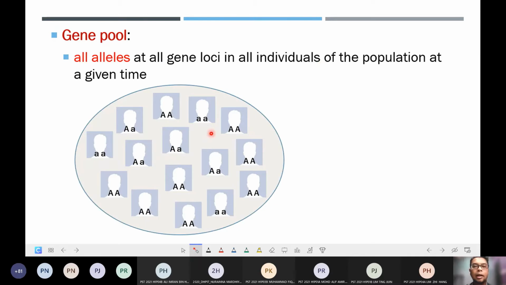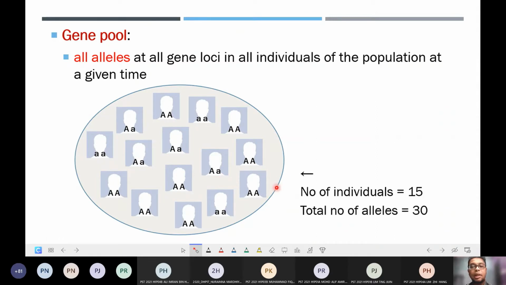So for example, let's say this is a population of humans, okay, in which there are several individuals of humans over here. Berapa orang ni? There are 15. There are 15 individuals in this population. Kecil sebenarnya ni. Selalunya populasi kena besar. Let's say this is a small population consisting of 15 individuals. Cuba kira lah, ada 15 orang.